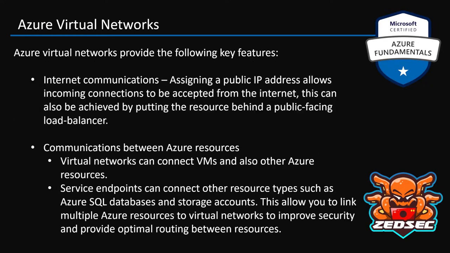Azure Virtual Networks provide the following key features still: internet communication. Basically, assigning a public IP address allows incoming connections to be accepted from the internet. This can also be achieved by putting the resource behind a public-facing load balancer, which is going to split that traffic out for you. Communication between Azure resources. Virtual networks can connect VMs and other Azure resources. Service endpoints can connect other resource types such as Azure SQL databases and storage accounts.